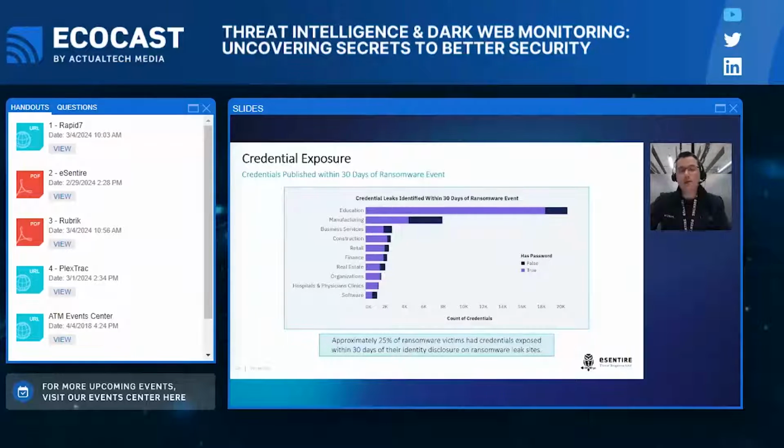We also looked at all credentials published in the 30 days leading up to a ransomware attack for the publicly known victims, and we found approximately 25% of these victims had new credentials exposed during this time within those 30 days leading up, and that number jumps to an average of 500 plus credentials at any time prior.